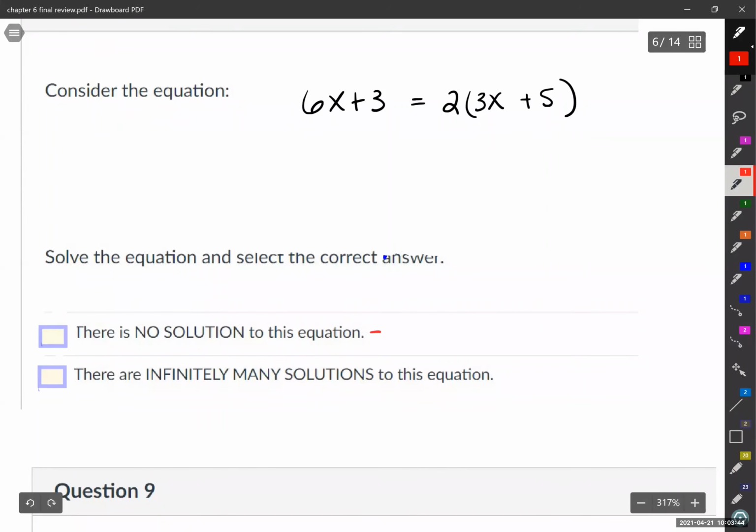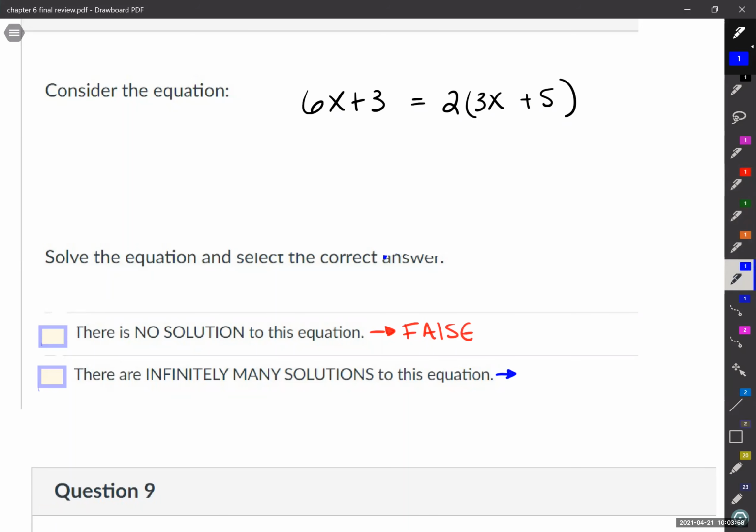Now remember, there's going to be no solution if whenever you simplify things, you end up with a false statement. And it will be infinitely many solutions if when you simplify things, you end up with a true statement that does not depend on x. So something like 2 equals 2, 3 equals 3. A false statement would be something like 1 equals 2. So if y'all would simplify and solve this expression and see whether we end up with a false statement or a true statement not dependent on x.